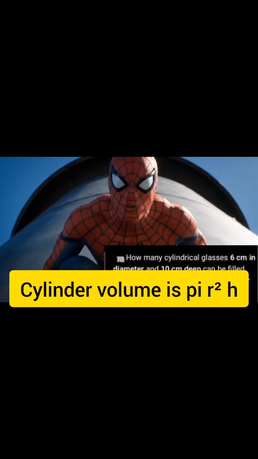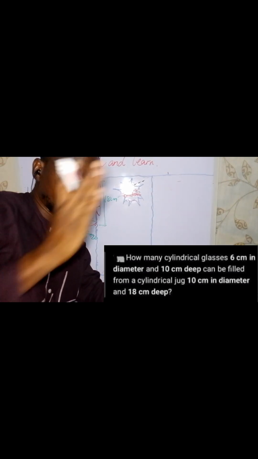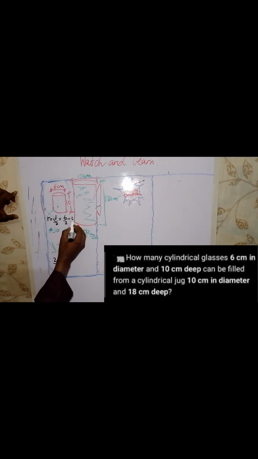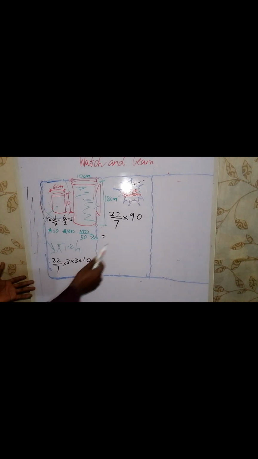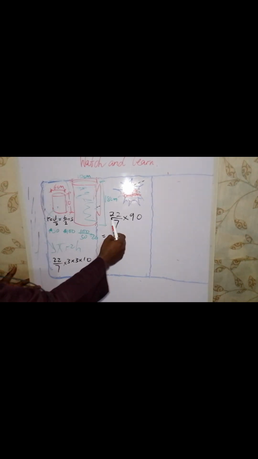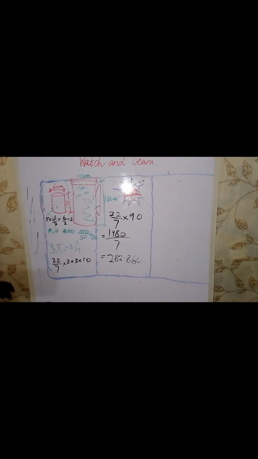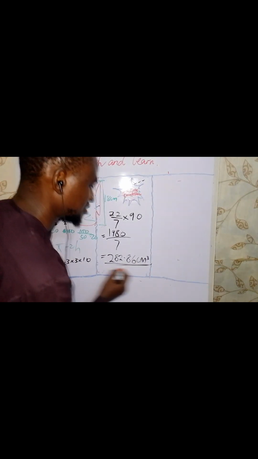Remember that our radius is half of a diameter, so this is going to be 3. So pi times 3 times 3 times 10, times the height. The next thing is, you multiply this by this all over 7. So the final answer is 282.86 centimeter cube. So that's for the smaller one.